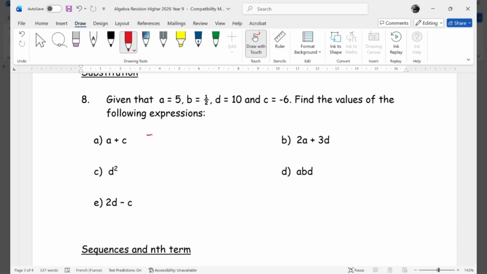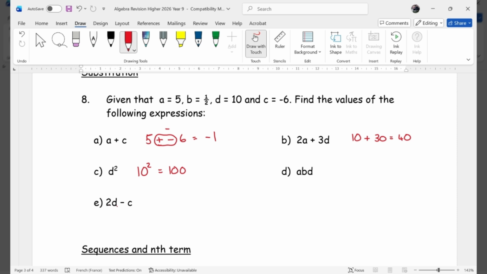A plus C. If you add a minus, it becomes a takeaway. So this becomes 5 minus 6, which is minus 1. D squared. Okay, that's easy enough. 2 lots of A, 2 lots of 5, plus 3 lots of D, 3 lots of 10. Okay, not so bad.